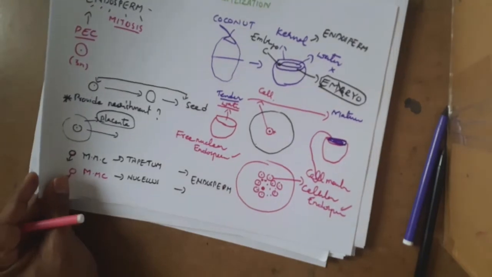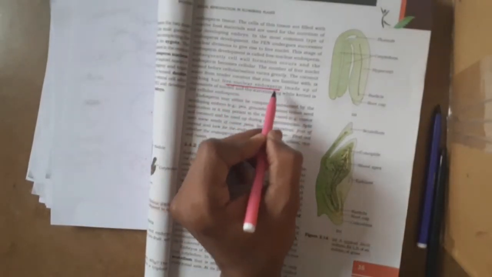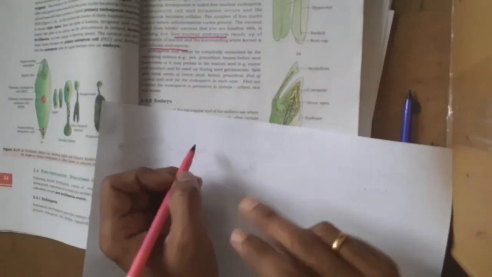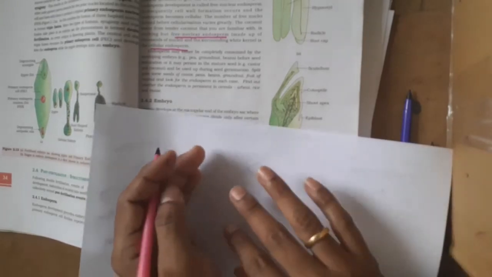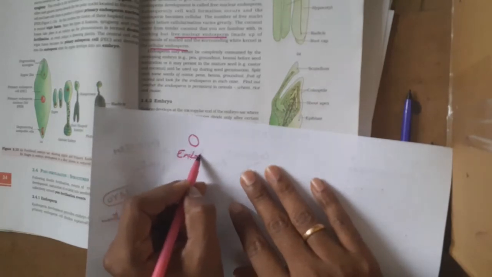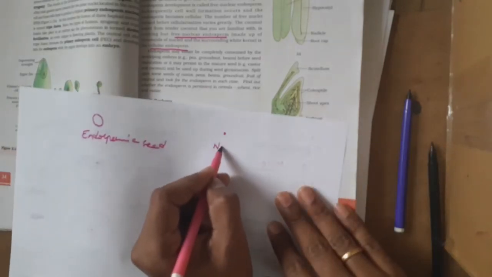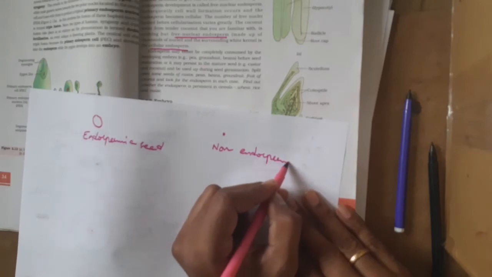Okay, so this is about endosperm. There is one specific thing that has been given. You can see this is the free nuclear endosperm and the cellular endosperm. That is neatly explained in today's class. There are two types of seeds. One type of seed is called endospermic seed, and the other type is called non-endospermic seed. This we'll discuss even later.